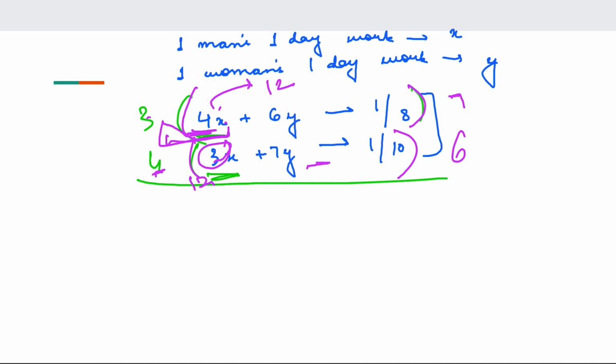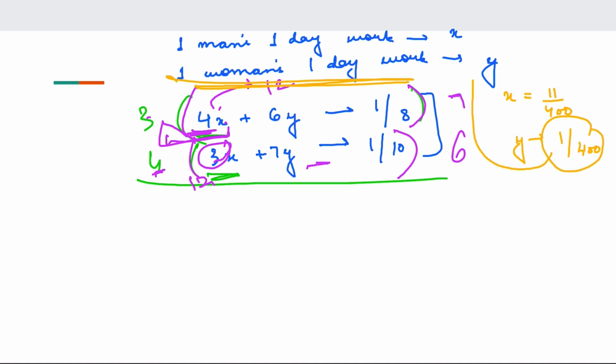So now if I solve these two equations, I will get two values. X is going to be 11 by 400, and Y is going to be 1 by 400. Simple. So one woman's one day work is 1 by 400, because that is Y, and x is one man's one day work. Now we know one woman's one day work, that is 1 by 400.